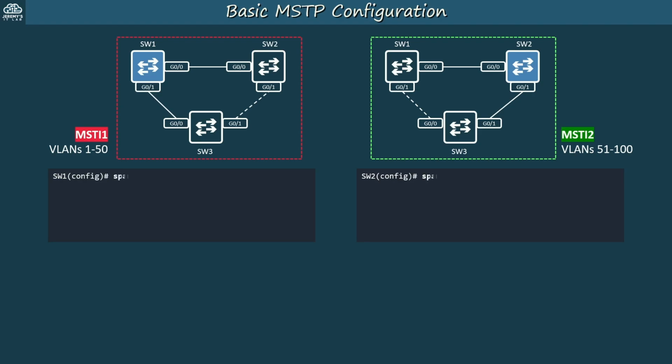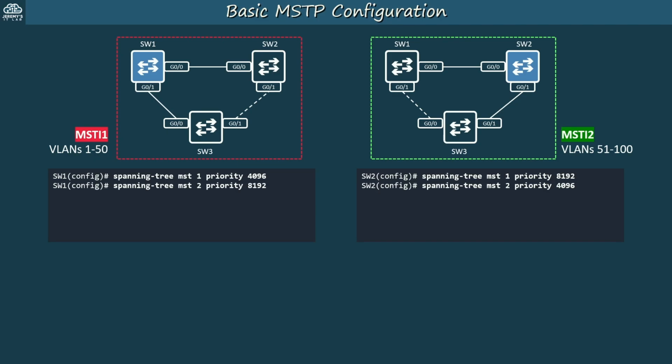To do so for MSTI1, I'll use the same command as before, spanning tree MST1 priority, followed by the priority value. I made switch 1 the root and switch 2 the backup. And then I did the reverse for MSTI2, with spanning tree MST2 priority, and then the priority values. Next, let's move on to mapping the VLANs to each MST instance.